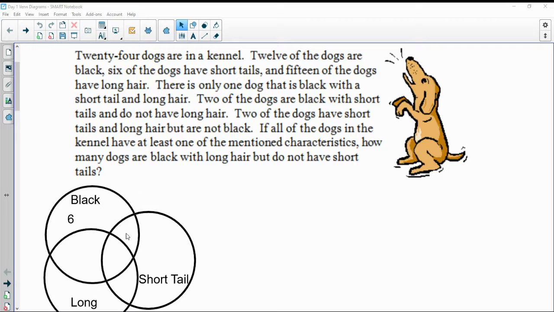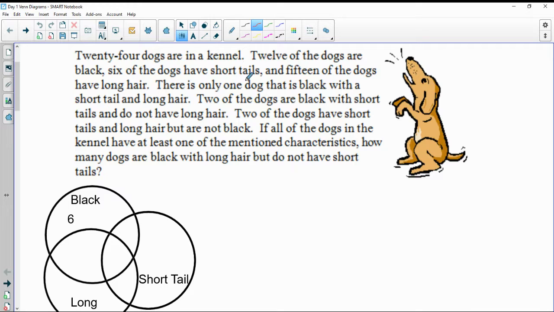If you had to draw your own, you would just draw yourself 3 circles that are overlapping like this. And this particular problem gave us 1 piece of information. There are 6 dogs that are black, but they don't have long hair or short tails. So it's only in the black spot. Okay, so let's read on. It tells me 12 total are black, so I don't know what numbers. That's not going to help me with numbers in here. It says 6 have short tails, so a total of 6 in this entire circle, and 15 have long hair.